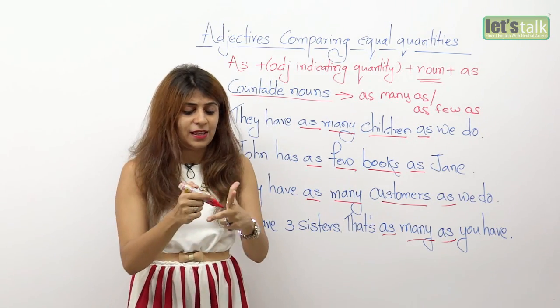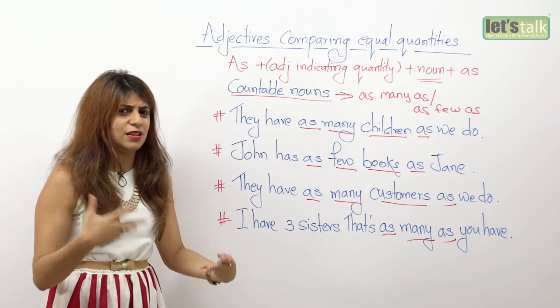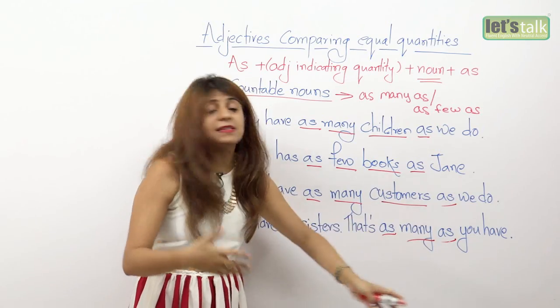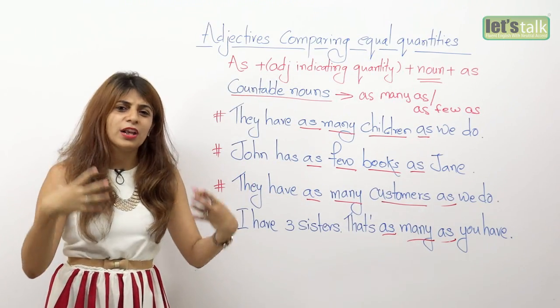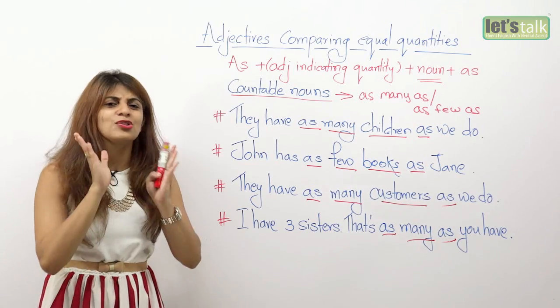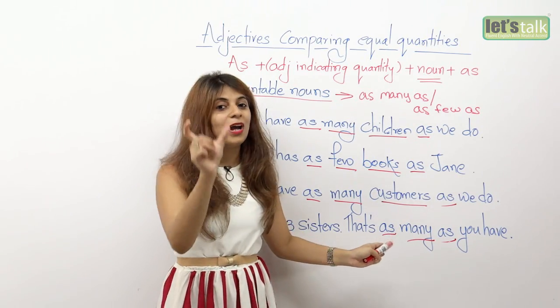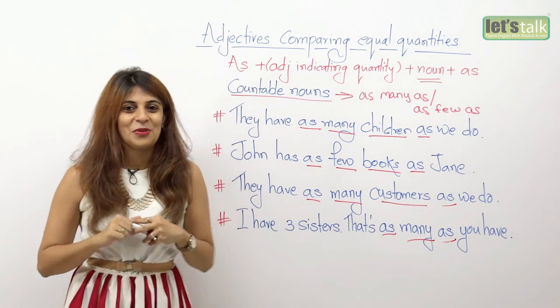Well, the reason is that we know what we are talking about. So it's not necessary that I'm going to say, oh, I have 3 sisters. That's as many sisters as you have. Not necessary, right? We know that we are talking about sisters, so it's okay to skip the noun. So that's exactly the reason why we are just using the phrase as many as you have, right?